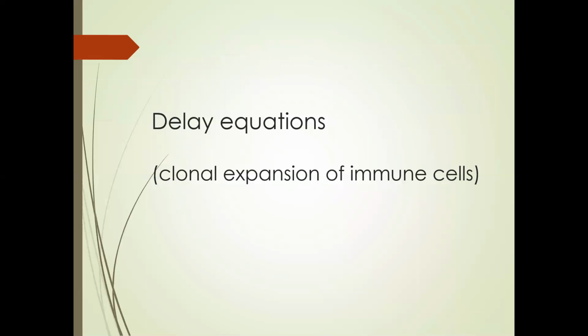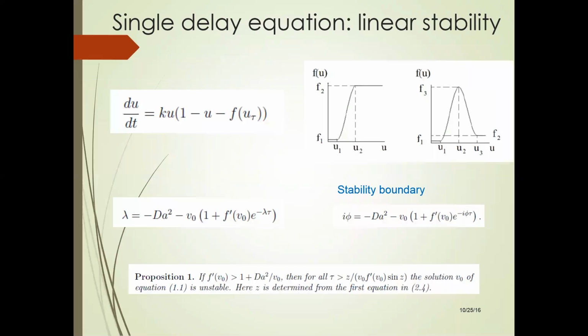In the next part of this presentation, we will consider delay reaction diffusion equations. Time delay appears here due to the duration of clonal expansion of immune cells of the adaptive immune response. We begin with a simple particular case. There is no space variable, and we consider a single delay differential equation.